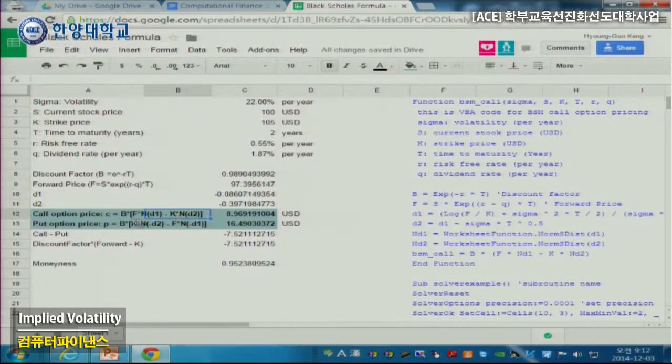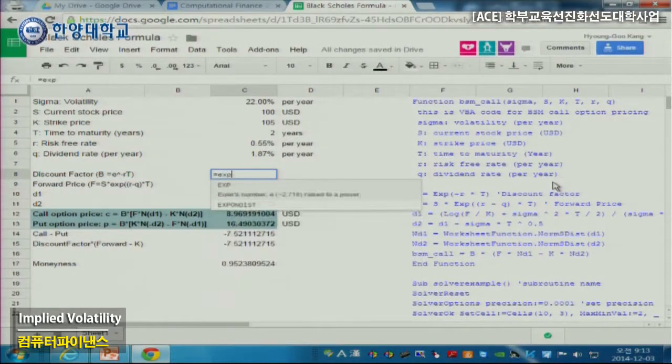The formulas are over here. Call option price C equals B times F times N(d1) minus K times N(d2). Put option price P is B times K times N(minus d2) minus F times N(minus d1). So what are B, F, d1, and d2? First, B is a discount factor, e to the power of minus rT, the exponential of minus the risk-free rate multiplied by T.